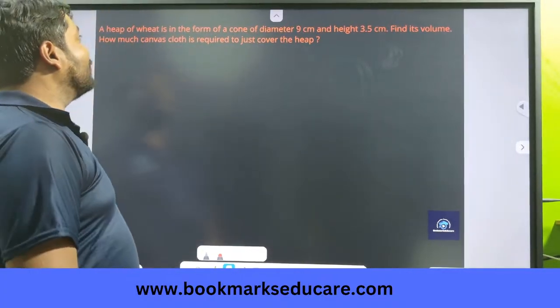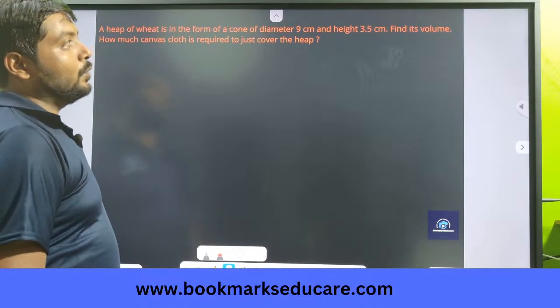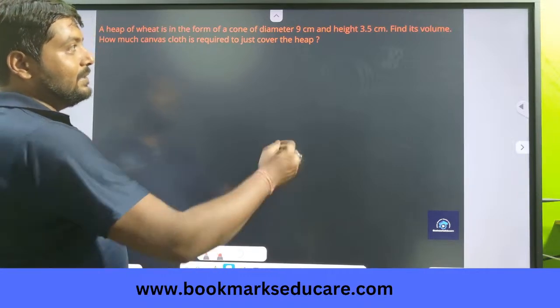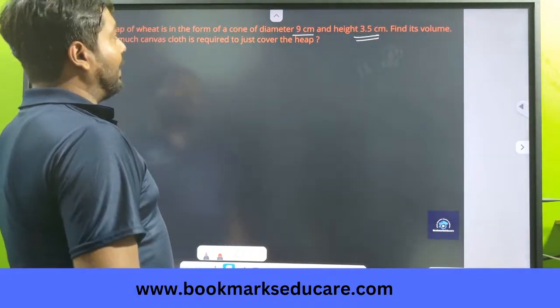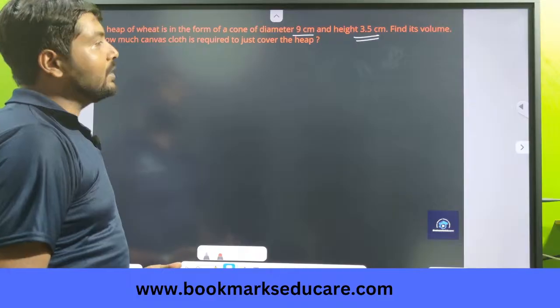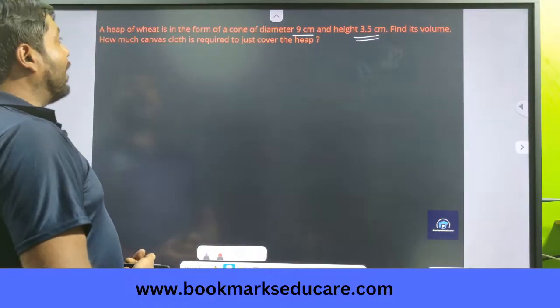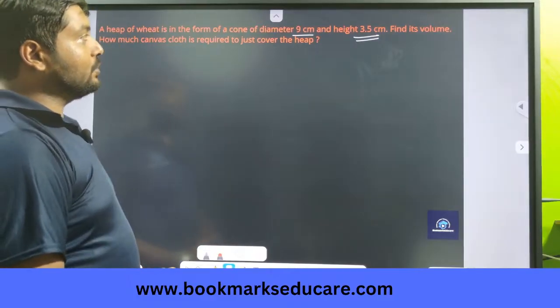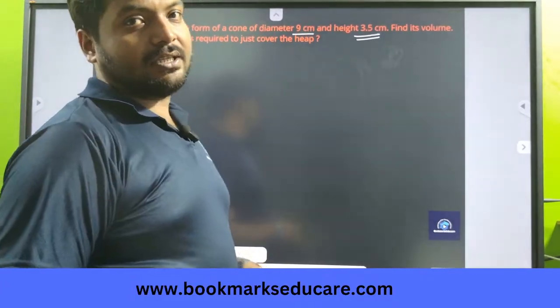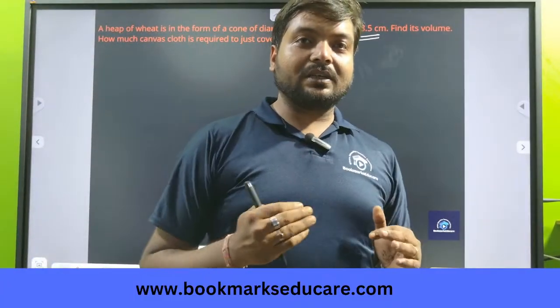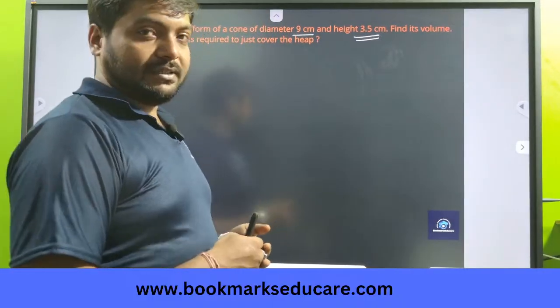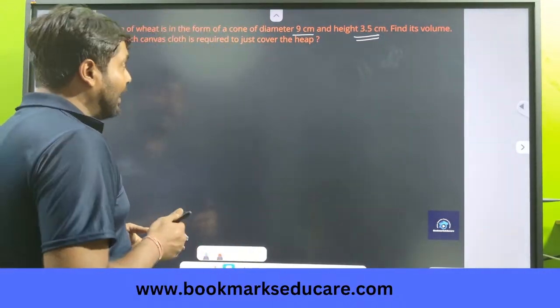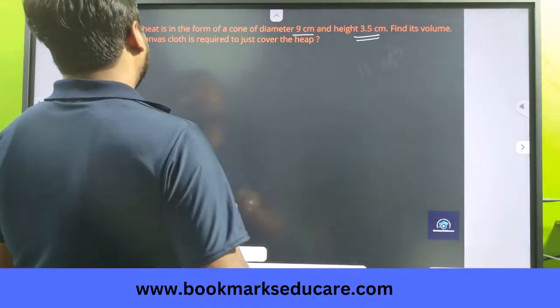A heap of wheat is in the form of a cone of diameter 9 centimeter and height 3.5 centimeter. Find its volume, that means how much wheat is there, and how much canvas cloth is required to just cover the heap. That is, the curved surface area of the heap will be covered with a canvas. So first we have to find the volume.